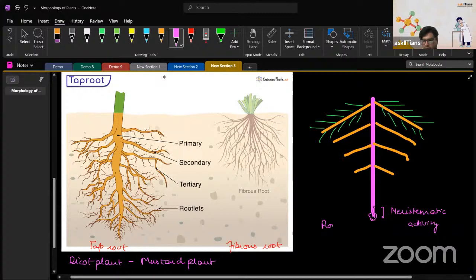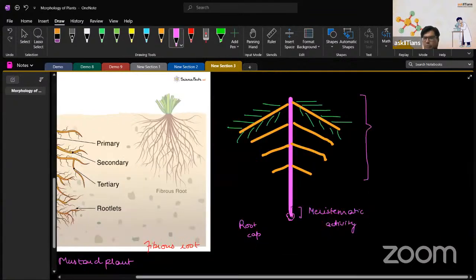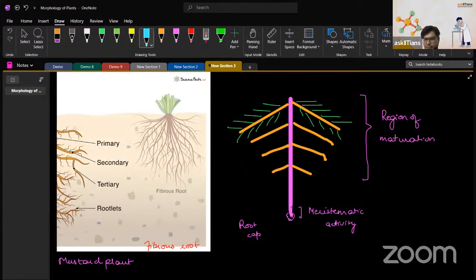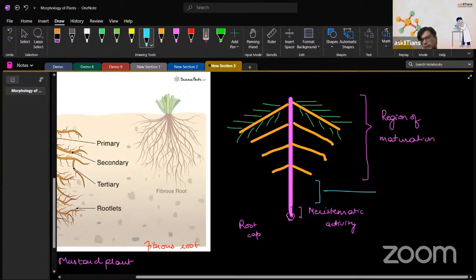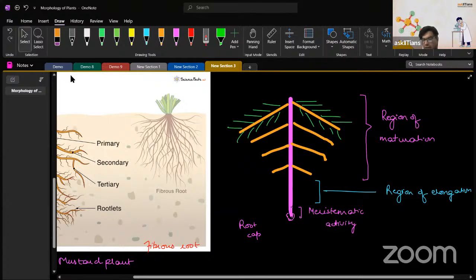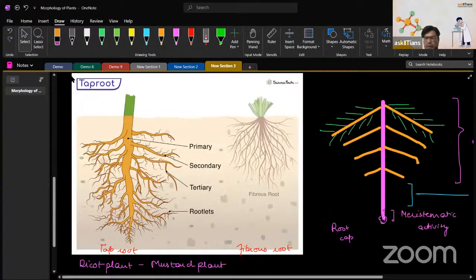We call it the root cap, right? And then, this is what we call the region of maturation, where the cells have stopped dividing and are matured, and they are in differentiation, right? And this is usually known as the elongation phase. This part. This is the region of elongation. Right, so that is basically the four different regions of root. However, it might vary. This is usually seen in the taproot system.